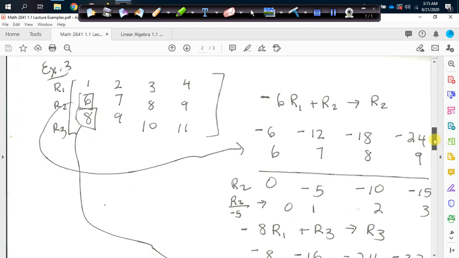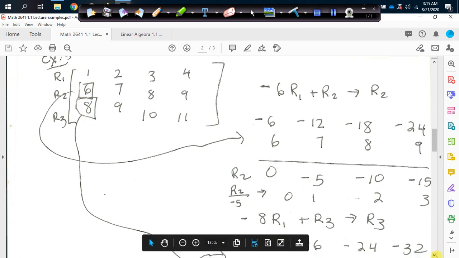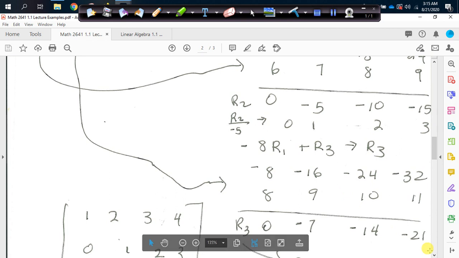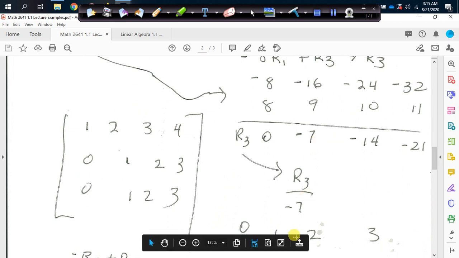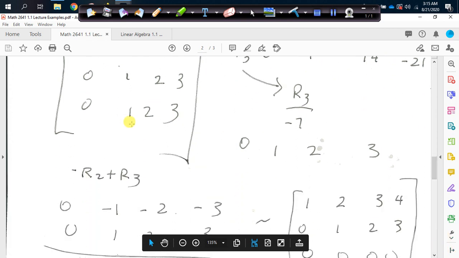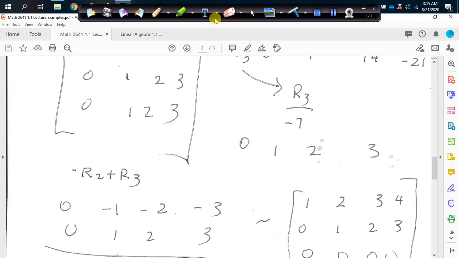Then the next thing I want to do is use this to get rid of the 8. So I'm going to multiply row 1 by -8, and so I do that over here. I go -8 times row 1 plus row 3 is going to give me my new row 3, and then I get this for my new row 3. And then I go ahead and divide row 3 by -7, because -7 will go into all these values, and I get this for row 3. Then the next position that I want to get rid of is actually this one. But to do that, I would end up multiplying row 2 times -1 and adding it to row 3.